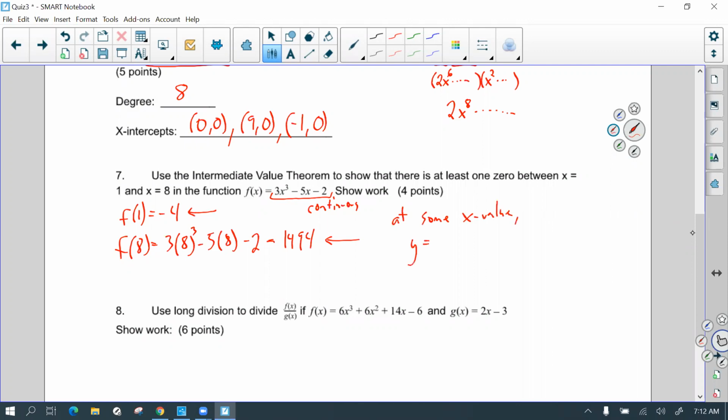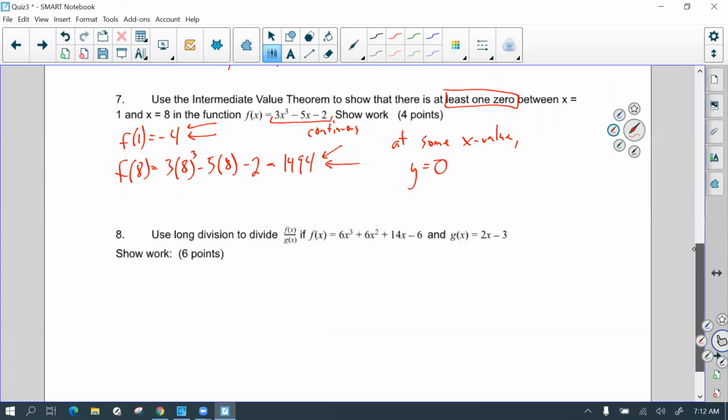y had to have been 0, which means that x value is a 0. So that is the intermediate value theorem. Lots of x values are producing different y values. When x is 1, the y value is negative. When x is 8, the y value is positive. So somewhere between -4 and 1,494, the y value must have been 0 at least once. And so when the y is 0, then you have a 0. No, sorry, the x is called a 0.